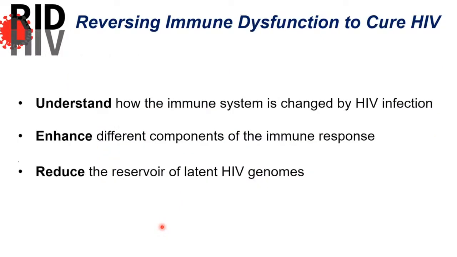So here's kind of how I think of what RID-HIV is doing. First of all, we have lots of projects wanting to understand exactly how the immune system is changed by HIV infection, kind of know the enemy. Then we have projects that want to enhance these different components of the immune response. And finally, we also have projects aimed at reducing this problematic reservoir of latent HIV genomes. So my little piece is in the middle section, thinking of different ways that we could enhance the various components of the immune response.